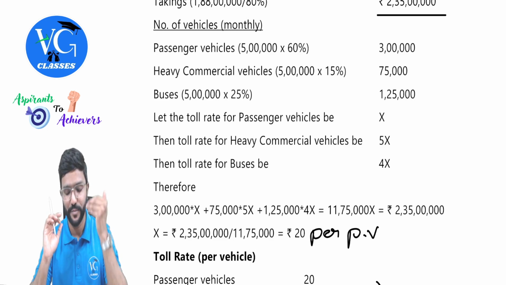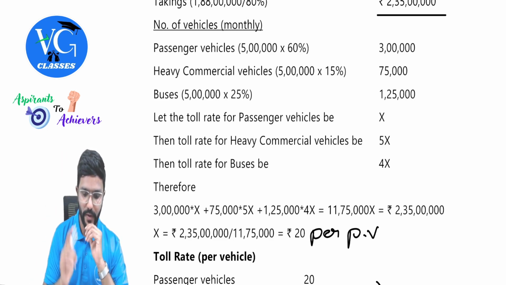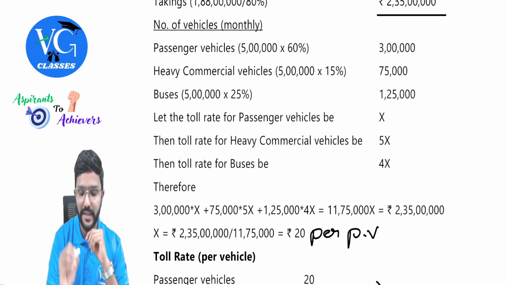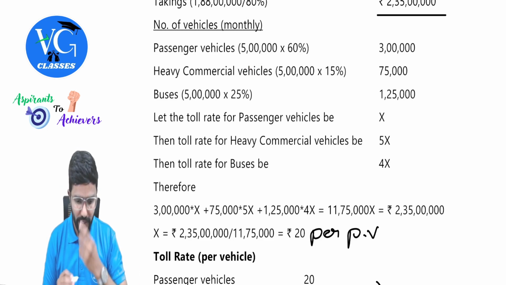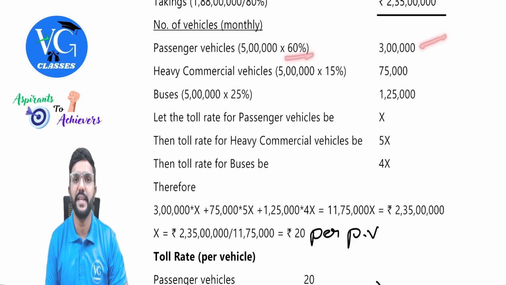Standard, deluxe rooms and all is to be there. Similar calculation. Okay. So total number of vehicles in a month is 5 lakh. Yes, 60 lakh in a year divided by 12. So 5 lakh. In that, passenger is 60%. So we are getting 3 lakh.